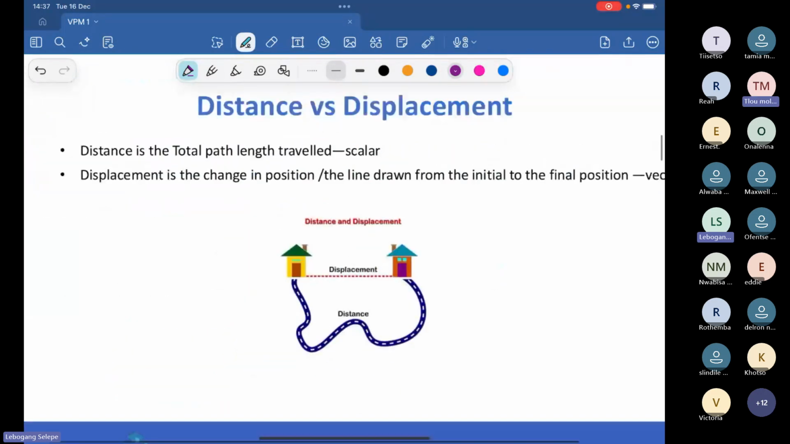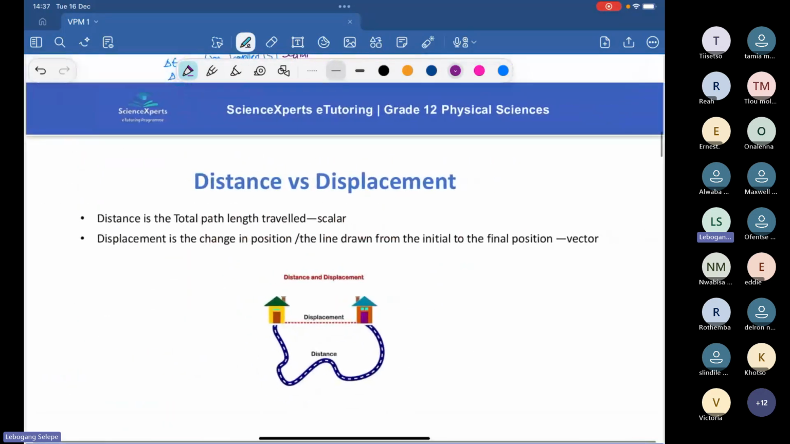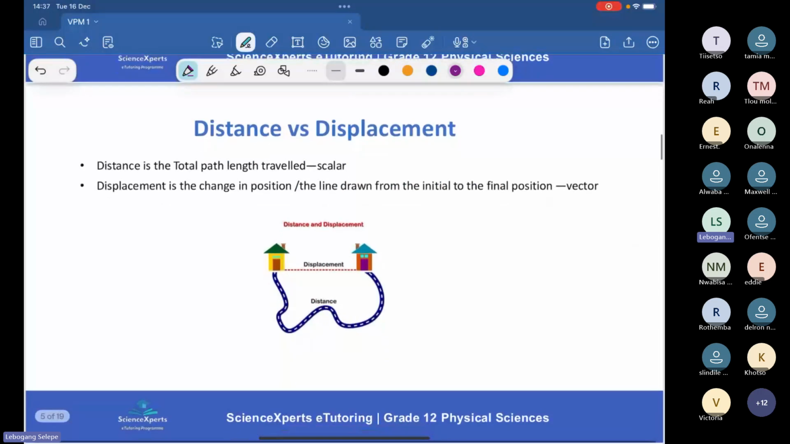So please don't memorize the formulas, guys. There are important things that you need to memorize. Even myself, I don't know the formulas by heart because they are always given in the formula sheet. So, like I said, guys, distance is the total path that an object has traveled.